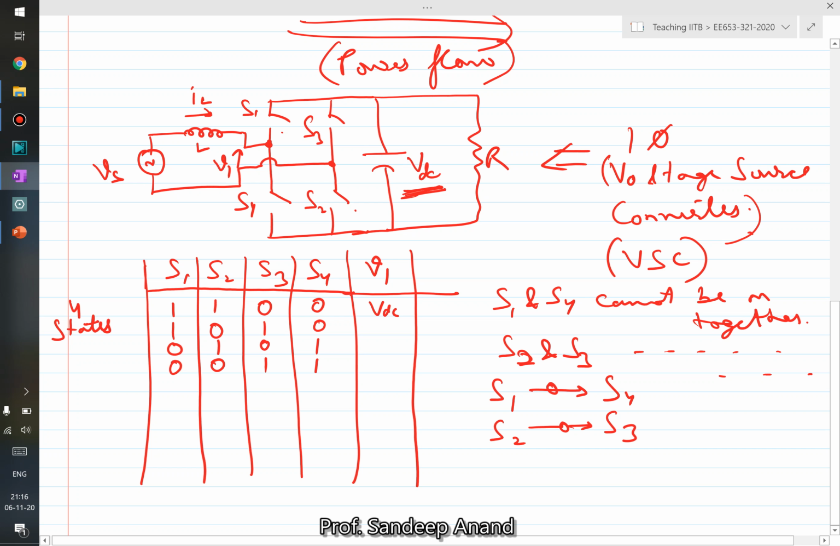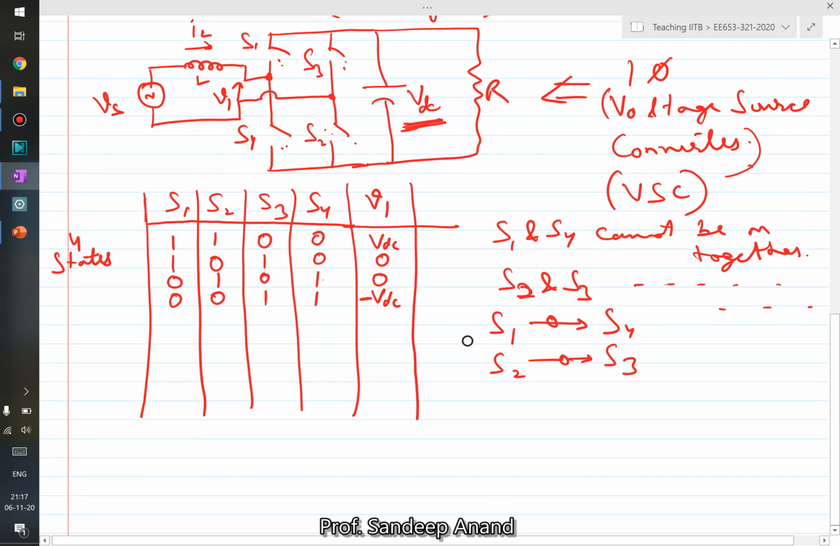When S1 and S3 are on, then V1 is nothing but a short circuit. So V1 is 0. When S1 is off, when S2 and S4 are on, again V1 is shorted through these bottom 2 switches. So again you have 0. And the last condition, when S3, S4 are on, then V1 is nothing but minus the DC link voltage. So these are the 4 states.